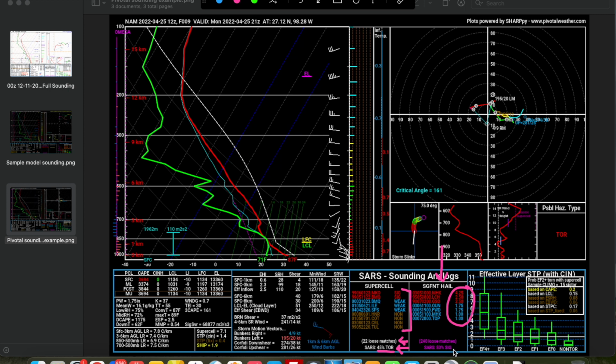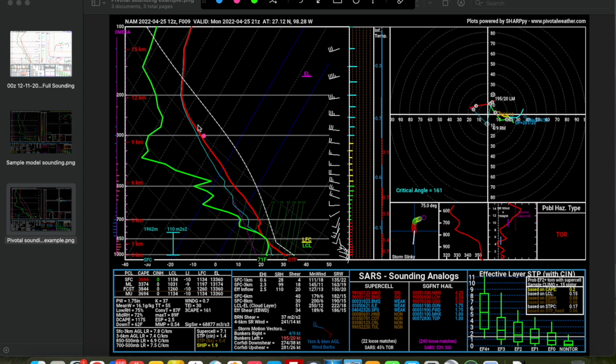And you can see here, same thing for hail. We have 240 loose matches for significant hail. And the SARS system is telling us that it thinks any supercell in this environment has a 53% chance of producing significant hail, which would be over 2 inches. You can see here, though, as I said before, this is not a super accurate system. You can see here, significant tornado, 45% tornado in this environment.